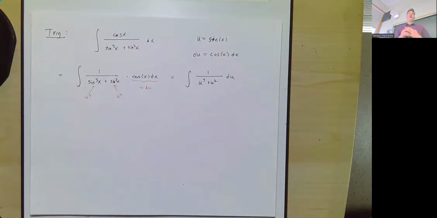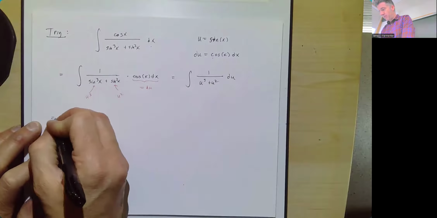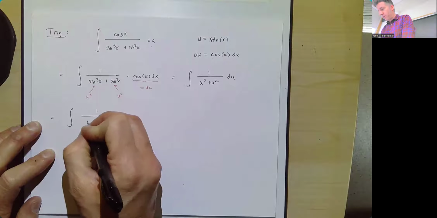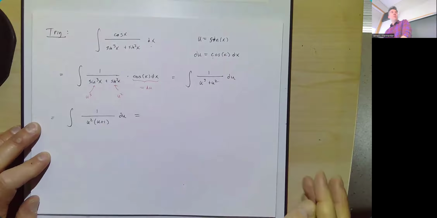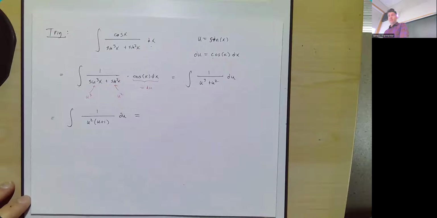Well, I see a rational function whose degree on top is certainly less than the degree on the bottom, and whose denominator factors. I'm looking at some partial fractions here. So I'm going to rewrite this integral as the integral of 1 over u squared times u plus 1. And I'm going to do a partial fraction decomposition because I don't have any other choice. There is no other method that's going to avail itself here.